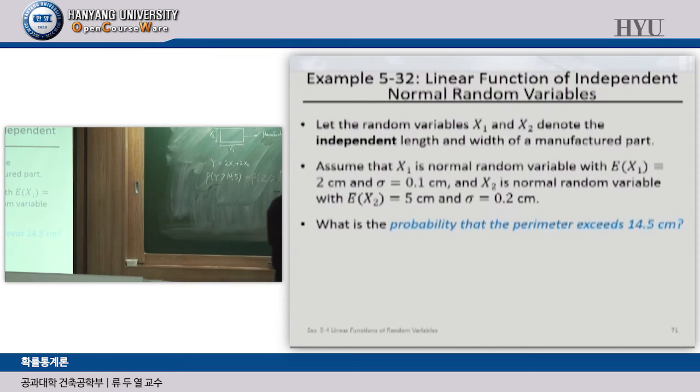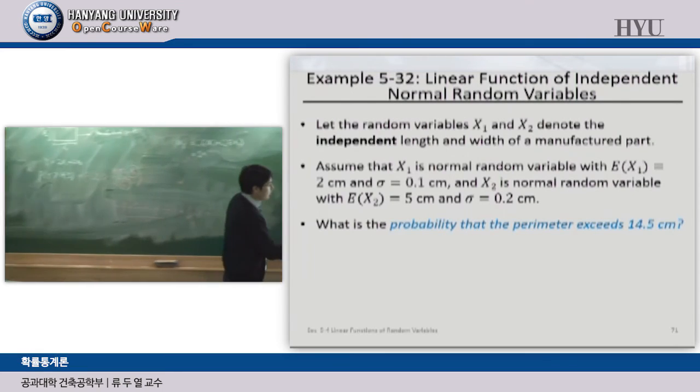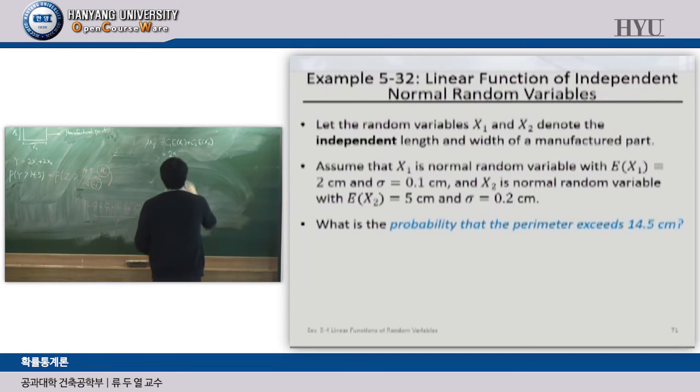And what about mu y? Mu y is equal to c1 times E of x1 plus c2 times E of x2. So what is c1? c1 is equal to 2. What is E of x1? That is equal to 2 centimeter here. Plus, what is c2? c2 is equal to 2. What is E of x2? E of x2 is equal to 5 here. So this is equal to 14.